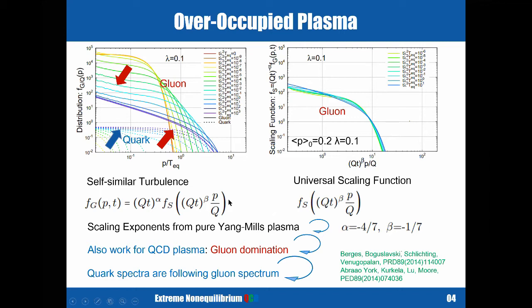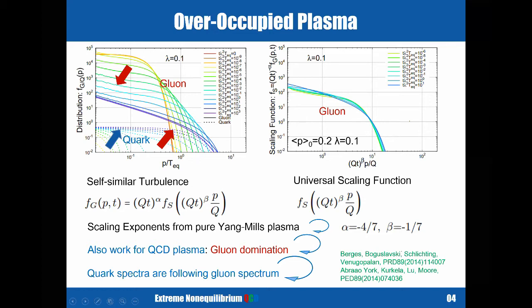And the exponents in this scaling function are actually evaluated from pure Yang-Mills plasma, so there are only gluons. But because in this system the gluons dominate during the equilibration, the scaling of the self-similar turbulence from the scaling estimation also works for this full QCD calculation. And the quarks are actually produced by gluon fusion and splitting, so the quark spectrum follows the gluon spectrum.